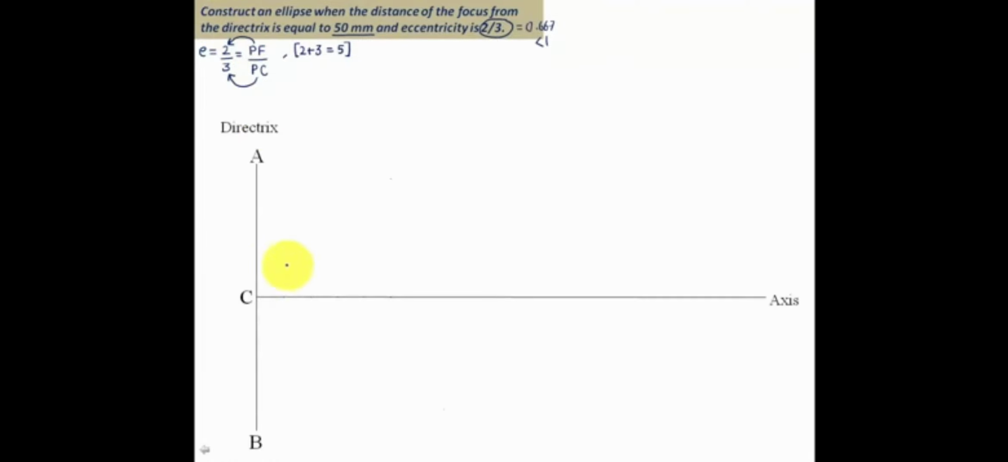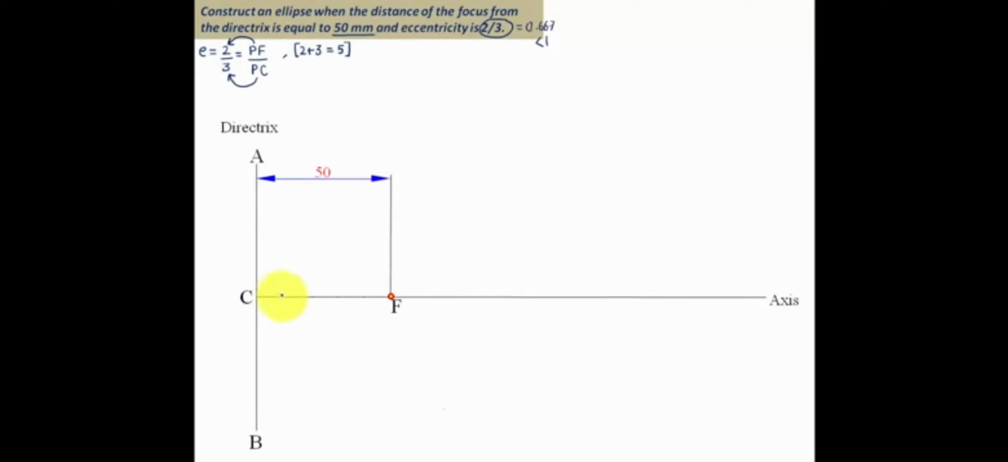So what are PF and PC? The focus and the center point. Now you can add 2 plus 3 equals 5. So we need to divide the 50 mm into 5 parts. AB is the directrix. The center point of AB is C. Now we draw the focus from C at 50 mm. We take C to focus as 50 mm. So mark the 50 mm on the vertical axis line.